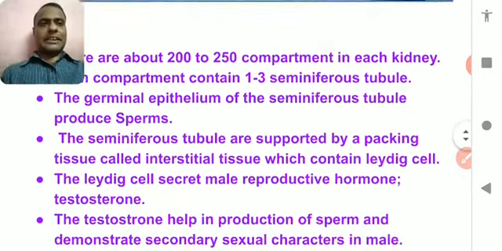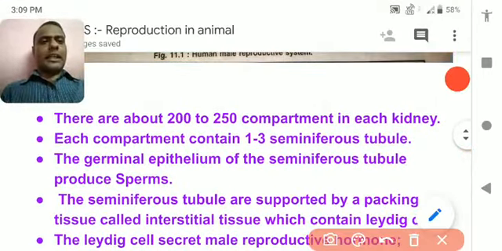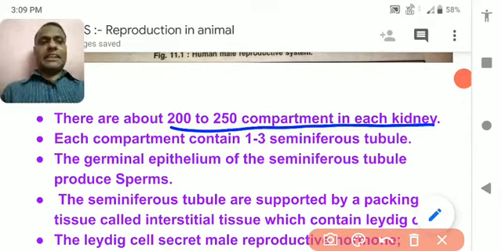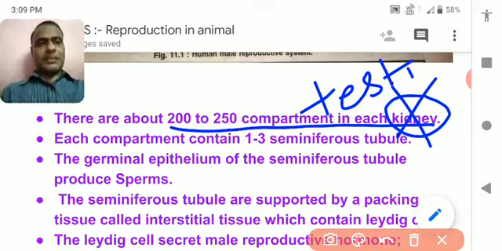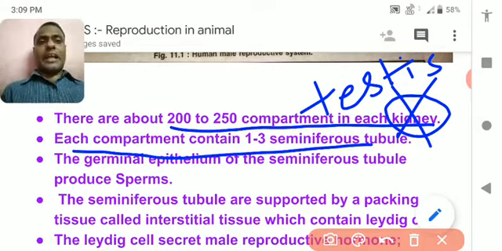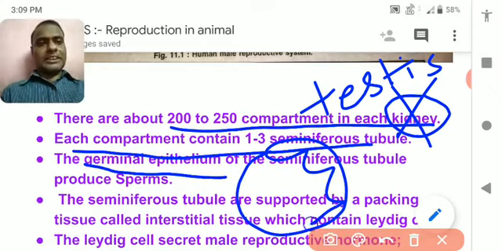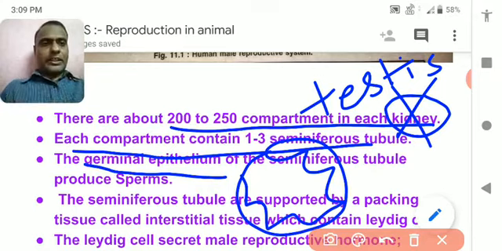Okay, let's study. There are about 200 to 250 compartments in each testis. In each testis, there is a spelling mistake over here, guys. In each testis, each compartment contains 1, 2 or 3 seminiferous tubules. The seminiferous tubule, this is a tubule, I cut the tubule like this, has germinal epithelium.